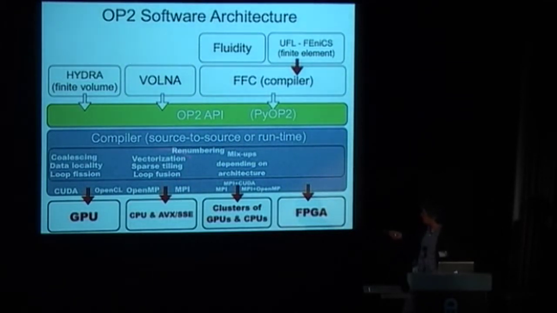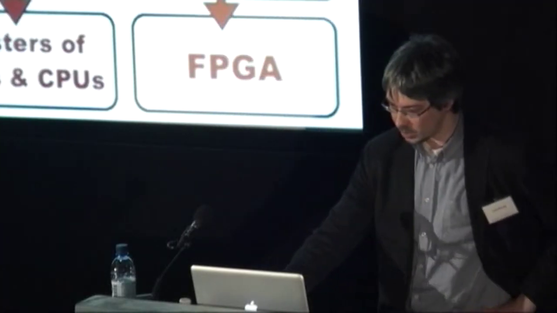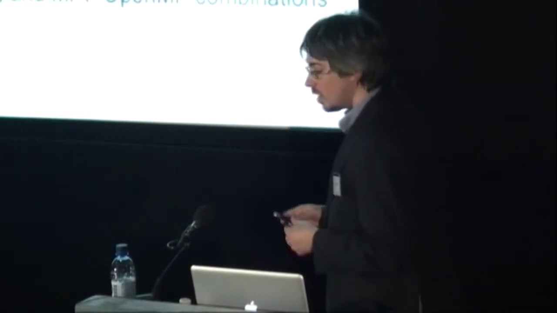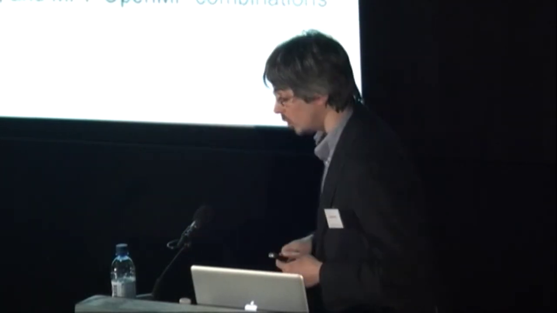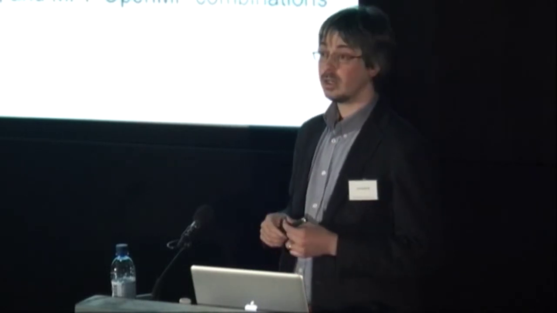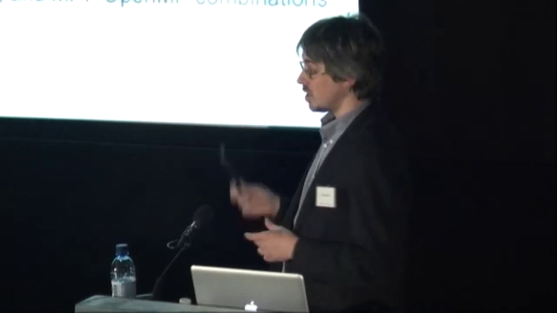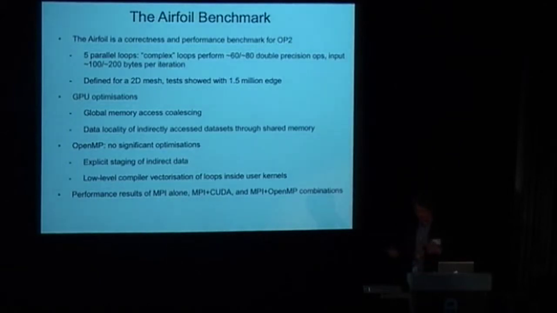So there are plenty of these. And then we have got mixes that depend obviously on the target architecture. So you would like to do loop fission if you're running on MPI plus CUDA, but you don't want to do that if you're running, for instance, on MPI plus OpenMP. So my idea for today was to show you the performance results of two different applications written in OP2 on different architectures. The first one is the airfoil, and this is a simple benchmark. The second one is Hydra, the larger application, and show you the difference.